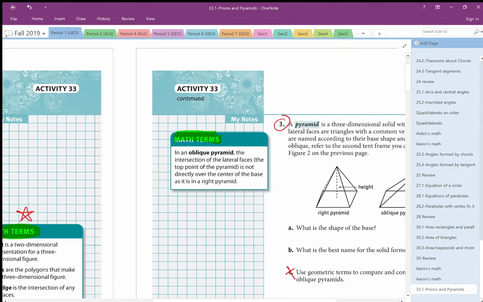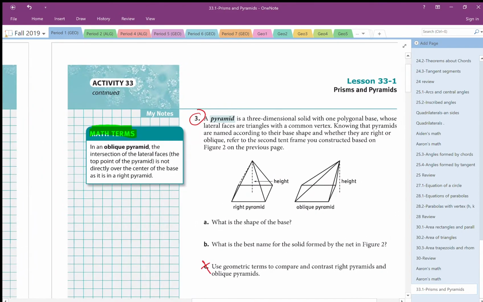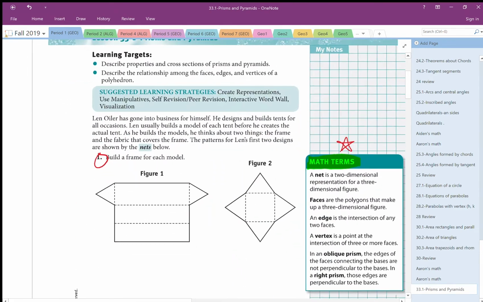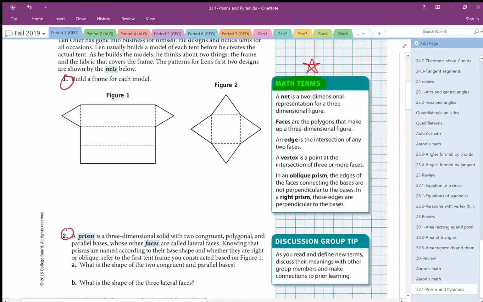So there's an example of it on the next page, but this is for pyramids. Here's a right pyramid where it's standing up straight, and here's an oblique pyramid where it's slanted. So the faces that are up, that converge at this point, are not perpendicular to the bottom base, right? They're slanted from it. But here, these are perpendicular to the bottom base, okay? So that's the difference. Let's go to number 1, sorry.